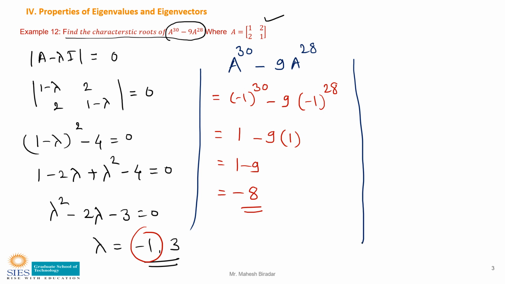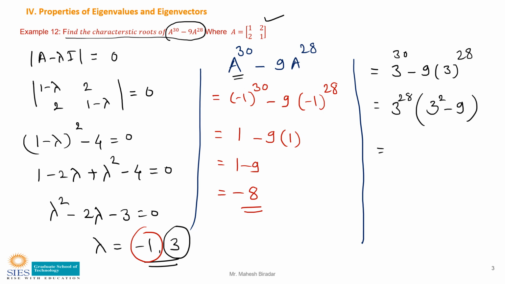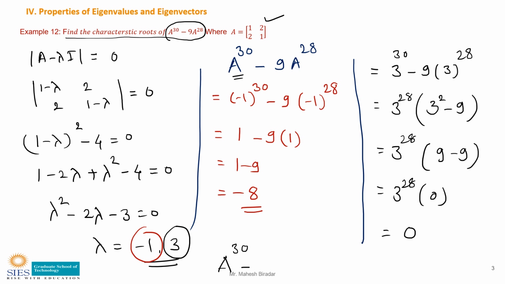Now let us calculate the second eigenvalue. So here for A, lambda is equal to 3 is one of the eigenvalues. Here you can replace A by 3 now. So 3 raised to 30 minus 9 into 3 raised to 28. What we have to do? You can take 3 raised to 28 common. So 3 square minus 9, then 3 raised to 28. 3 square is 9, minus 9, this is equal to 0. So 0 into anything is 0. So eigenvalues of A raised to 30 minus 9 times A raised to 28 are minus 8 and 0. I hope this example is clear.